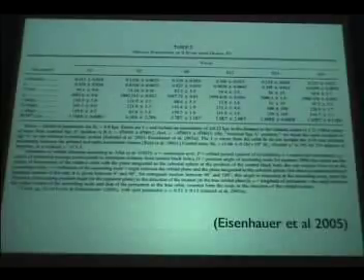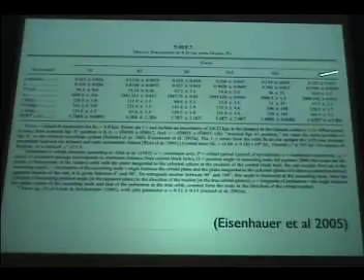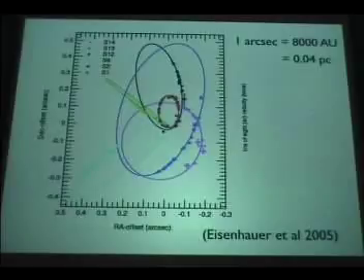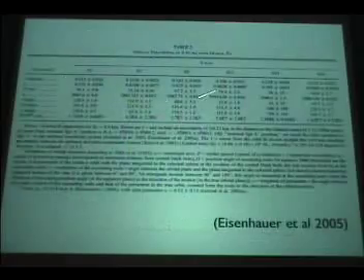I don't expect you to read all of this, it's from the same paper. So this is for 6 of them. And we have here the A in arc-seconds. You can see it's 0.4, 0.1, 0.3, 0.3 roughly. Again, 1 arc-second is 8,000 AU. And so again, we're seeing that these orbits are a few thousand AU.